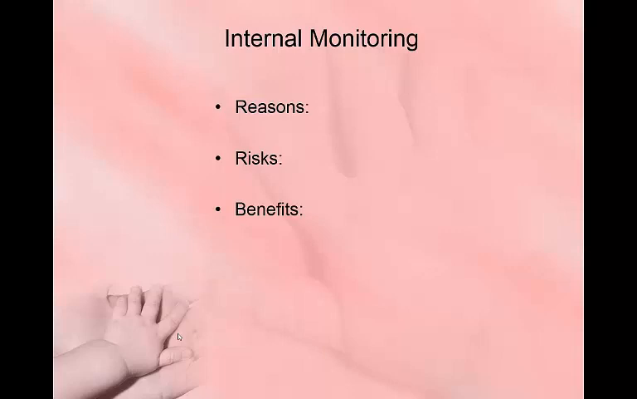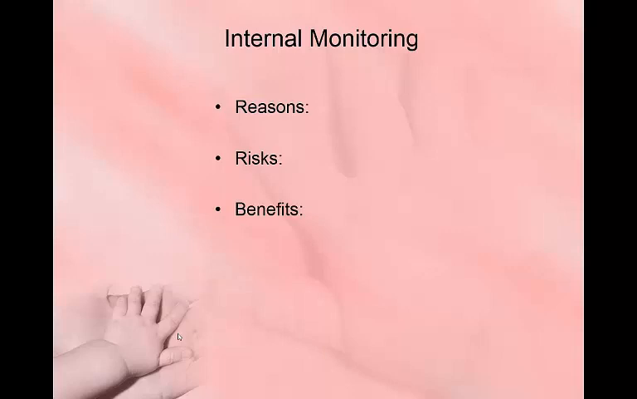We want to be careful, though, when we do internal monitoring. We talk about something in OB called the cascade of interventions. And basically what that is, every time we do one intervention, it increases the risk of more and more intervention needing to be done. So for instance, a lot of times the first intervention in labor is an epidural. So a patient gets an epidural, might slow down her labor a little bit.